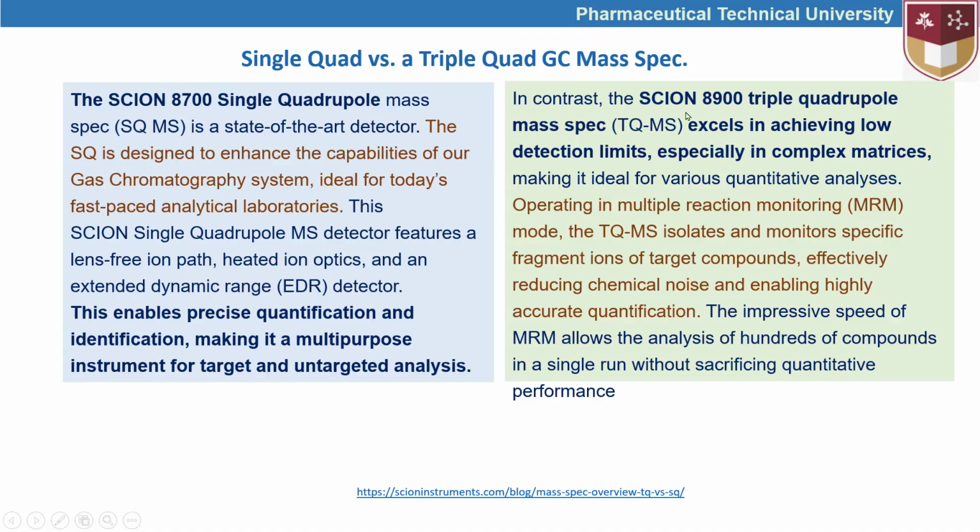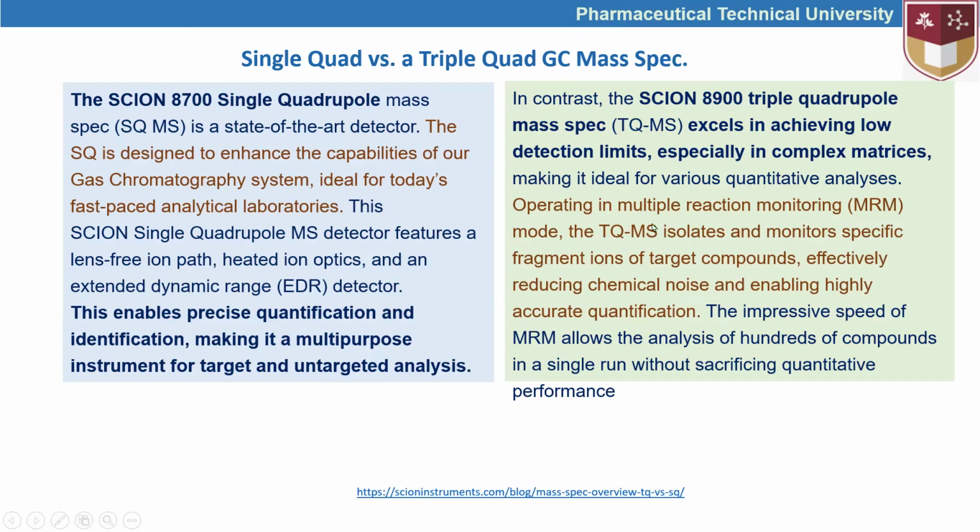In contrast, the 8900 triple quadrupole mass spectrometer excels in achieving low detection limits, especially in complex matrices. So low abundance compounds can be analyzed by triple quadrupole mass spectrometers. Operating in multiple reaction monitoring mode, the triple quadrupole mass spectrometer isolates and monitors specific fragment ions of target compounds, and it effectively reduces chemical noise and enables highly accurate quantification.